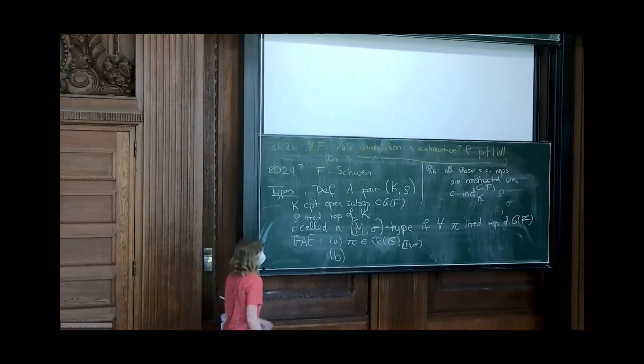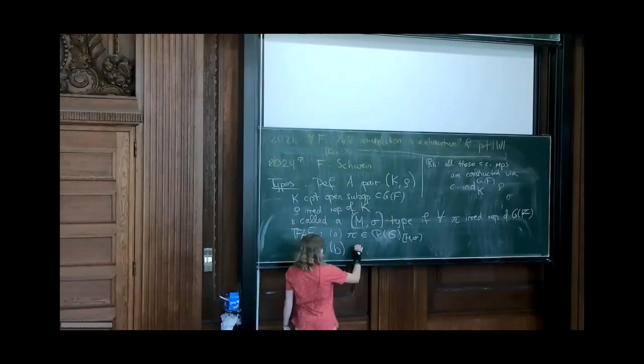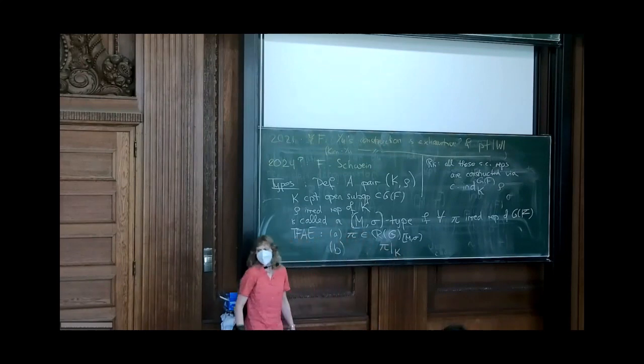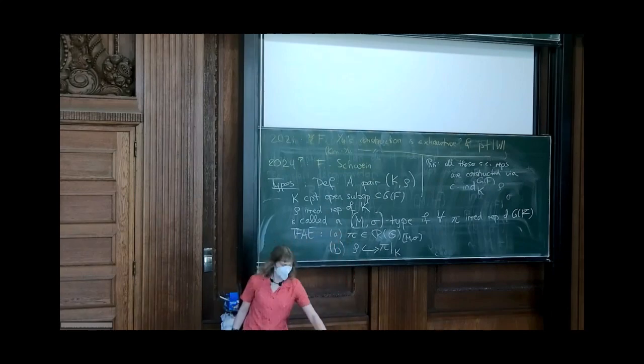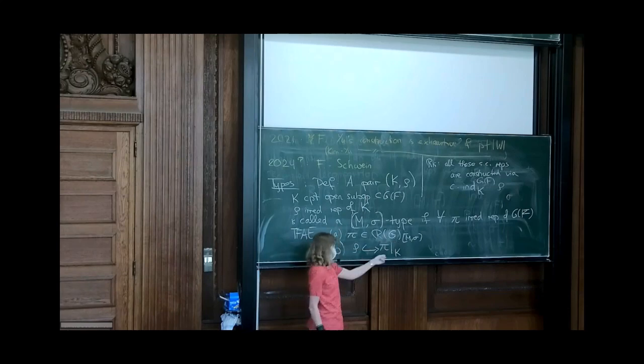That's the one condition. And the second condition is that we want to detect which Bernstein block it lies in via this compact open subgroup. So the second condition is that if we take the representation pi and restrict it to this compact open subgroup, then it becomes semi-simple, and then we want it to contain the representation rho. So that means we can detect if the representation pi lies in our chosen Bernstein block by restricting the representation to K and checking if it contains rho or not. That's a type.